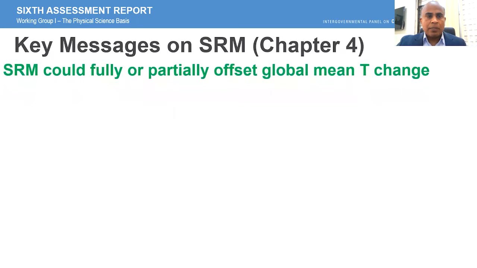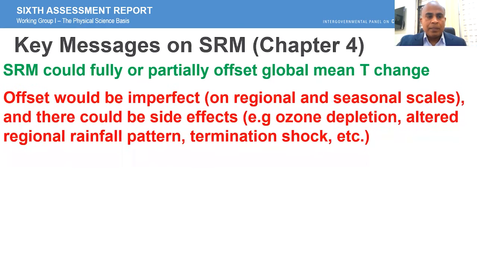First, SRM could either fully or partially offset the global warming, the global mean surface temperature change, but the offset would be imperfect, particularly on regional and seasonal scales. There also could be several side effects, including ozone depletion in the stratosphere and the corresponding increase in harmful UV radiation at the surface. And also there could be altered regional rainfall patterns because of SRM.